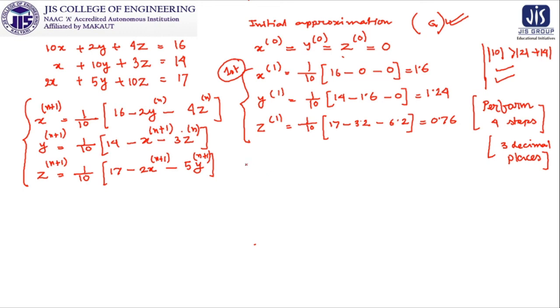In this way, the second iteration will be performed, the third iteration will be performed, and consecutively, according to the requirement of the problem, we will perform the number of steps, or we will check whether correctness is achieved at least up to 3 decimal places.